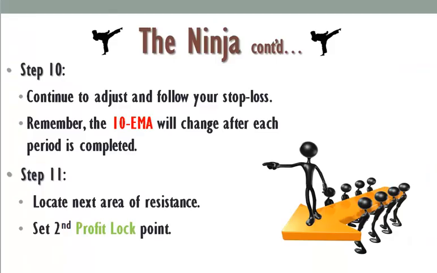Steps 10 and 11, pretty straightforward. We're going to just continue to adjust and follow your stop loss. Remember the 10 EMA changes after each period is completed, so that does take some monitoring. And then as soon as our first profit lock point is hit, we need to set our second one. I wanted to use this example that we just had to illustrate a point, but step number 11 is, as soon as the first profit lock point is hit, we're going to set our second one.